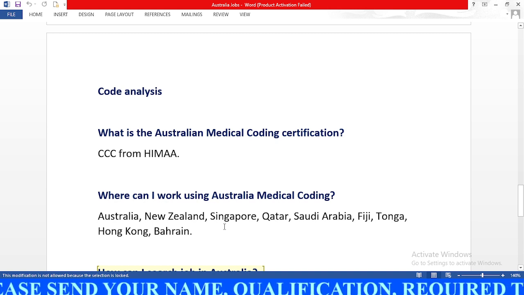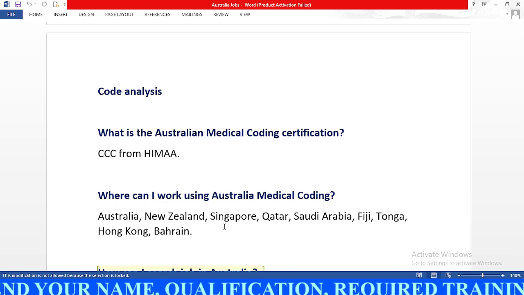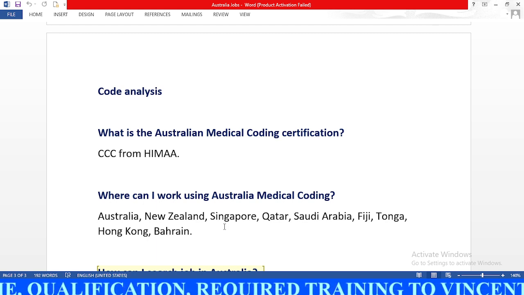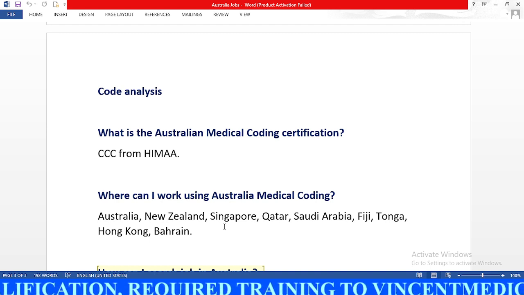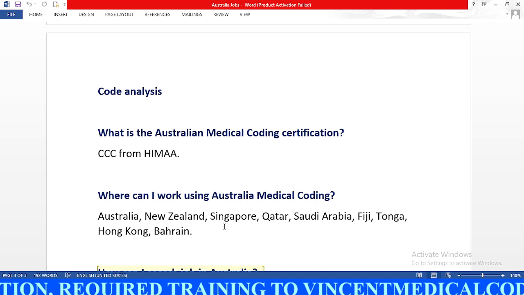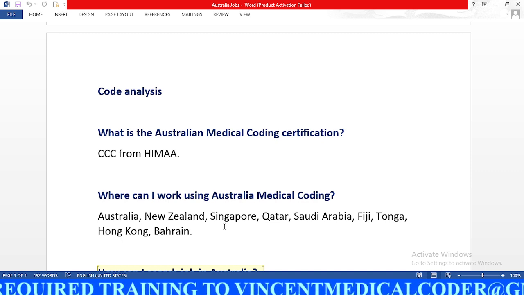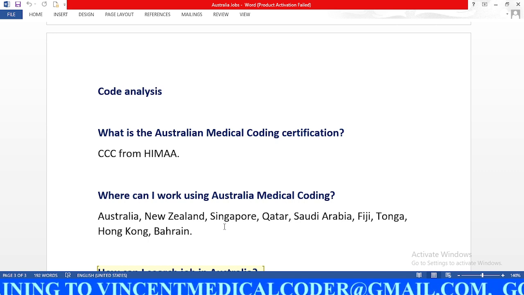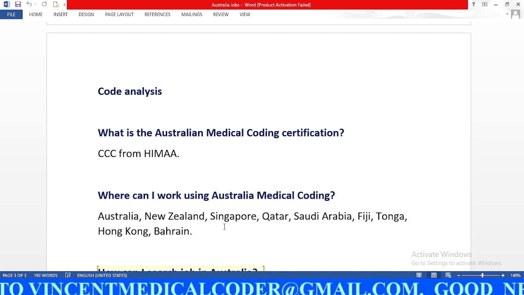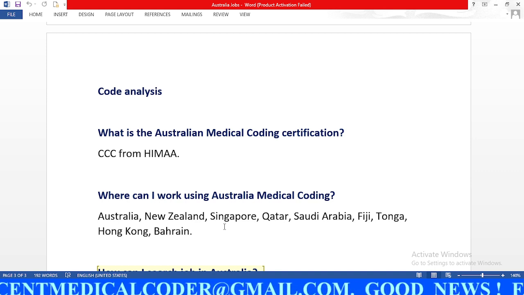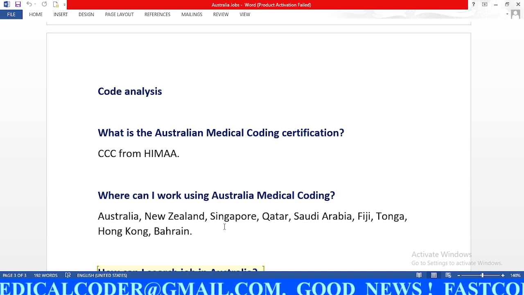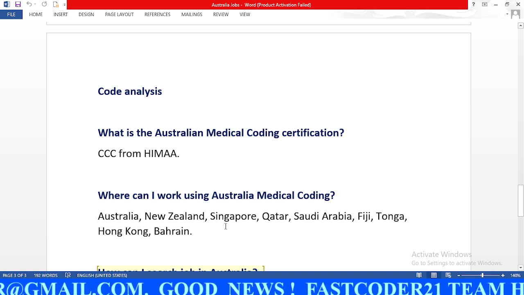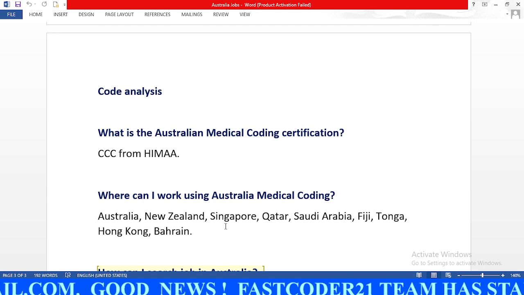Next, where can I work using Australian medical coding? Australian medical coding is one of the topmost medical codings in the world. Countries like New Zealand, Singapore, Qatar, Saudi Arabia, Fiji, Tonga, Hong Kong and Bahrain use Australian medical coding. For example, if you know Australian medical coding, you can go to New Zealand easily as a medical coder or clinical coder. In Singapore they use ICD-10-CM and CPT as well as Australian medical coding.